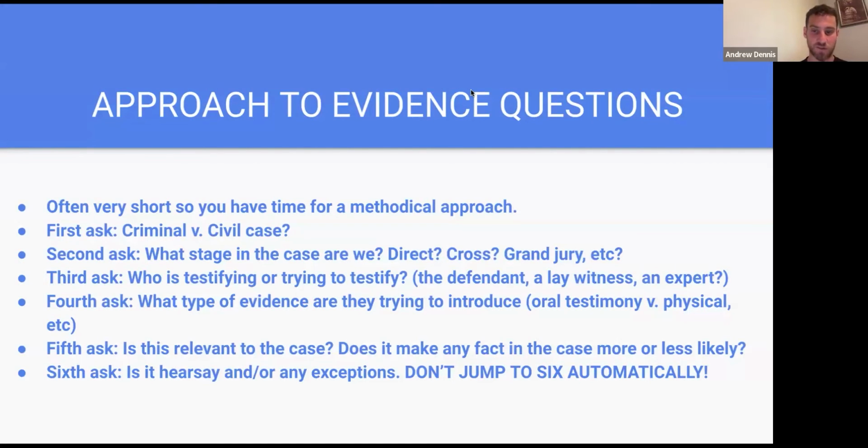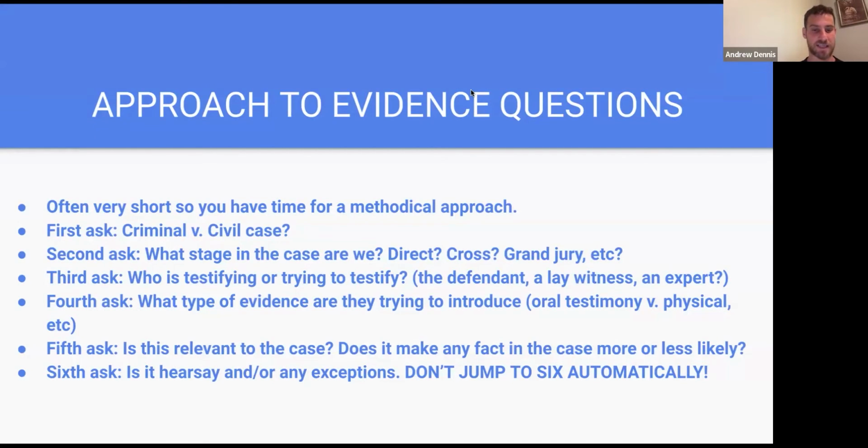Fifth, ask, is it relevant to the case? Does it make any fact in the case more or less likely? People struggle with accepting that that's the standard for admissibility of evidence. Does it have any tendency to make a controverted fact more or less likely? And if so, it's going to be considered relevant. Relevant just means that it's helpful in a little bit of a way.